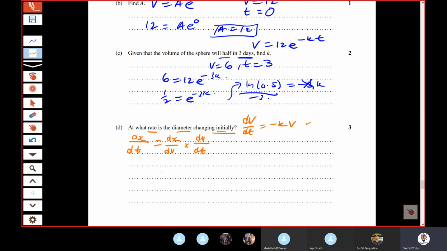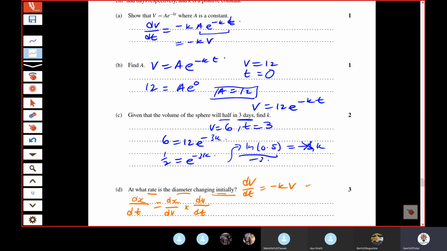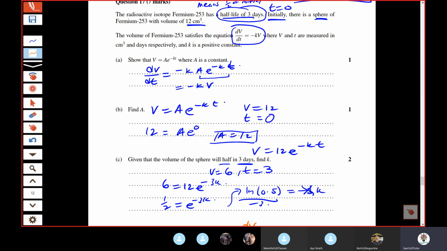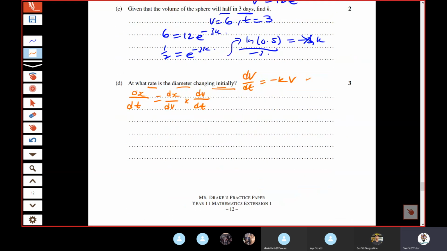Can anyone tell me what I'm meant to use to find a relationship between volume and diameter of what? The sphere. Okay. So what do you know? Volume equals 4 on 3 pi r cubed. But we don't want r. So what are you guys going to do?